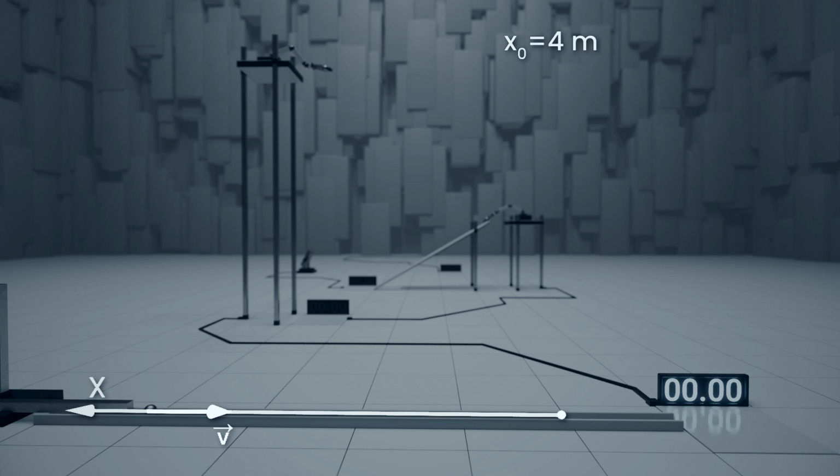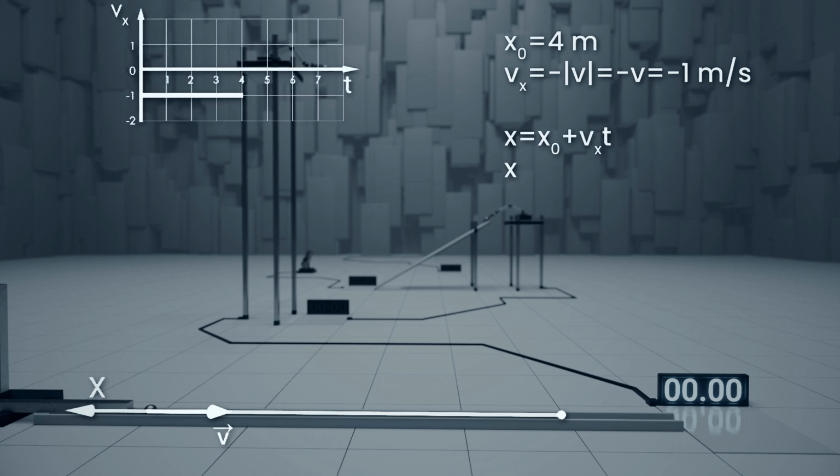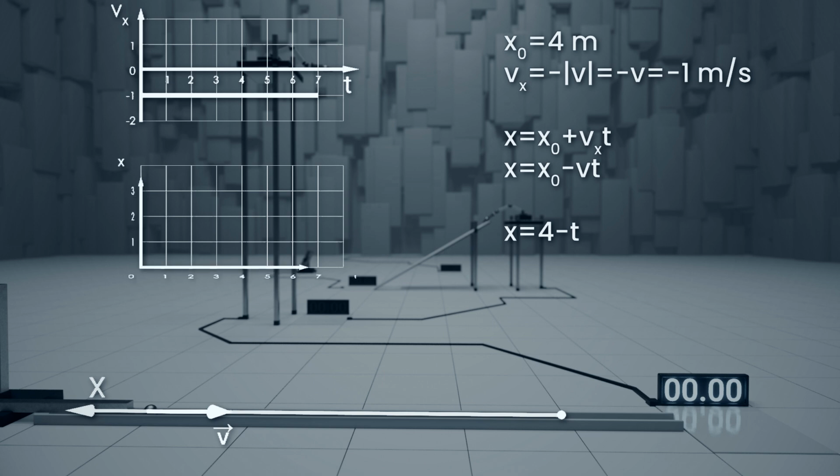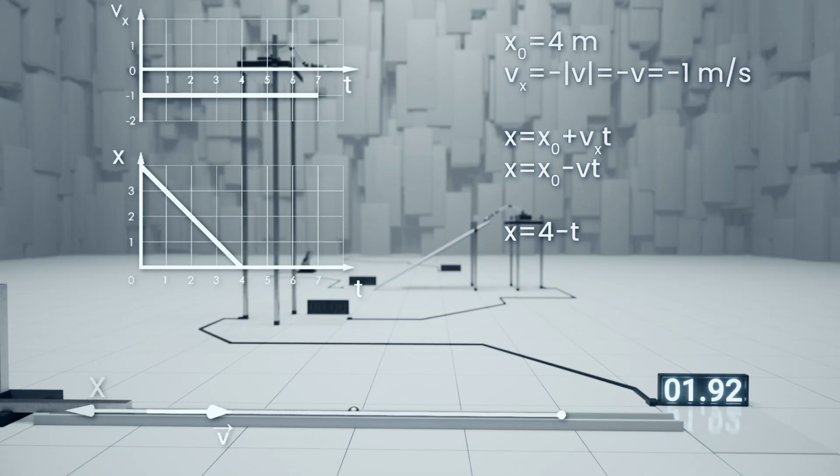The velocity is still 1 meter per second, but now it's directed opposite to the axis. That means the velocity projection is negative, equal to -1. In this case, the equation of motion takes this form. Graphically, the velocity and position versus time can be represented as follows.